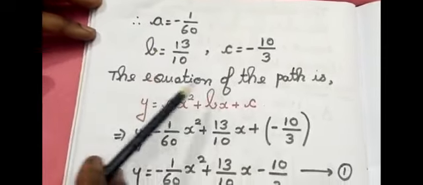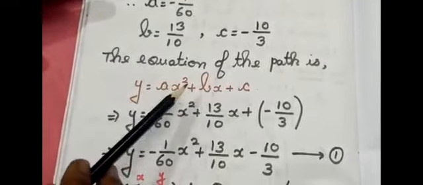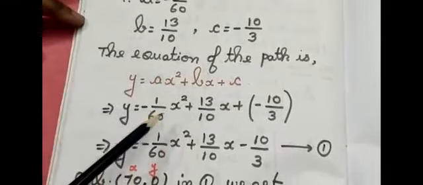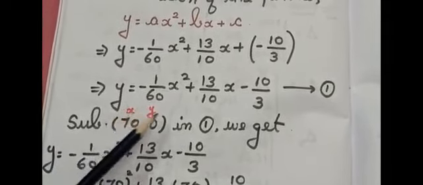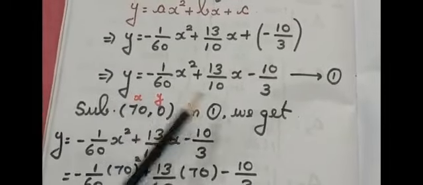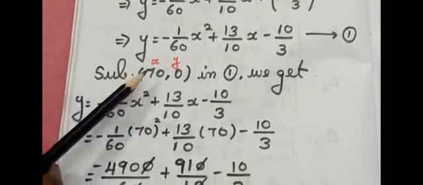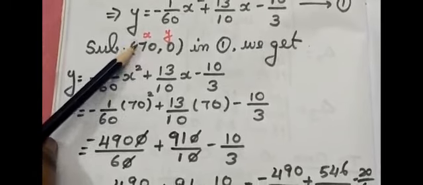The equation of the path is y equal to ax square plus bx plus c. In this equation, I am replacing the values of a, b and c with the answers I got. What is the use of replacing the values? In your question, they have given the point 70, 0 and are asking you to check what answer you get when you substitute in the equation. So I am writing the equation again and substituting only the value of x as 70. I am not replacing the value for y.